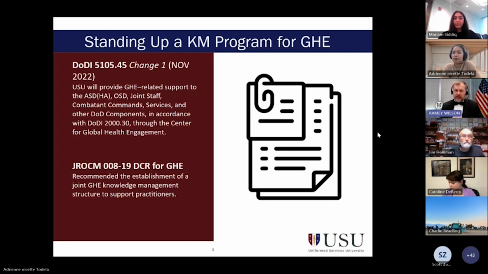And even more recently, the Uniformed Services University, of which the Center for Global Health Engagement is one of its centers, deliberately changed the DoDI directing the mission of the Uniformed Services University, specifically calling out knowledge management for global health engagement as one of the specific roles of the university. So we're really excited to have that as a requirement and to continue to build, hopefully, upon some momentum that we've gained over the last couple of years.